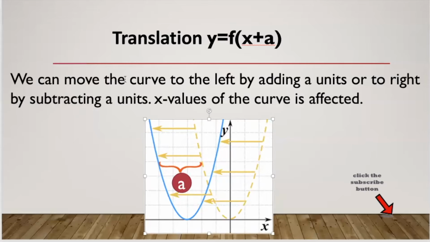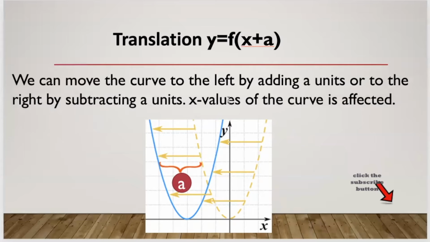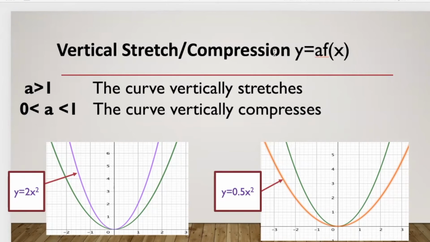So in other words, we can move the curve to the left by adding a units or to the right by subtracting a units. And as stated before, the x values are affected. So here we're shifted a units to the left if we're adding, and a units to the right if we're subtracting. Vertical stretch or compression: y equal a times f of x.